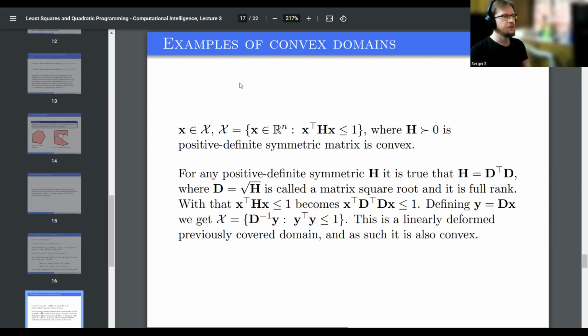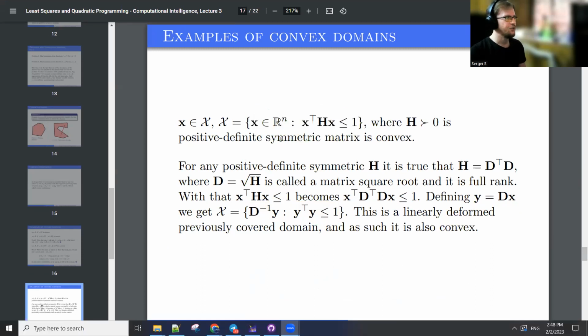Any questions about this example? About the fact that it is an ellipsoid? Right. We'll come back to ellipsoids often enough, so it's not something you'll be able to forget.